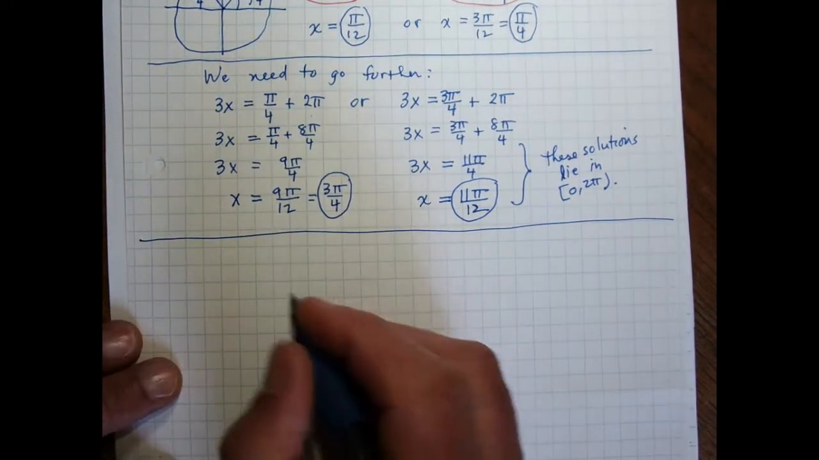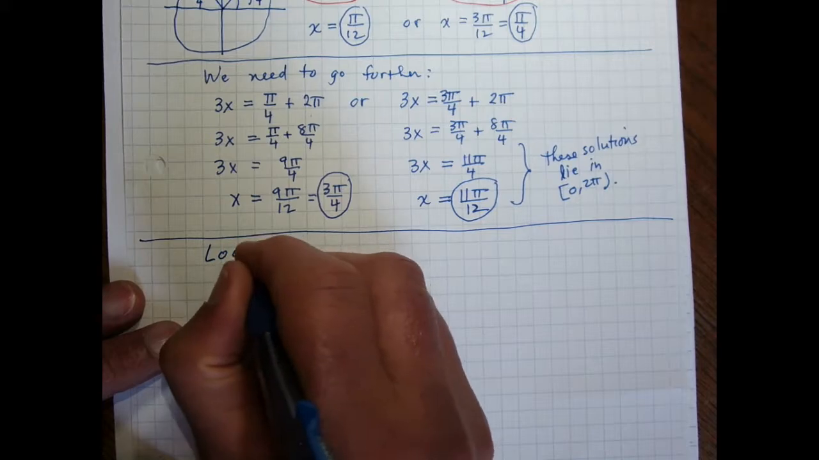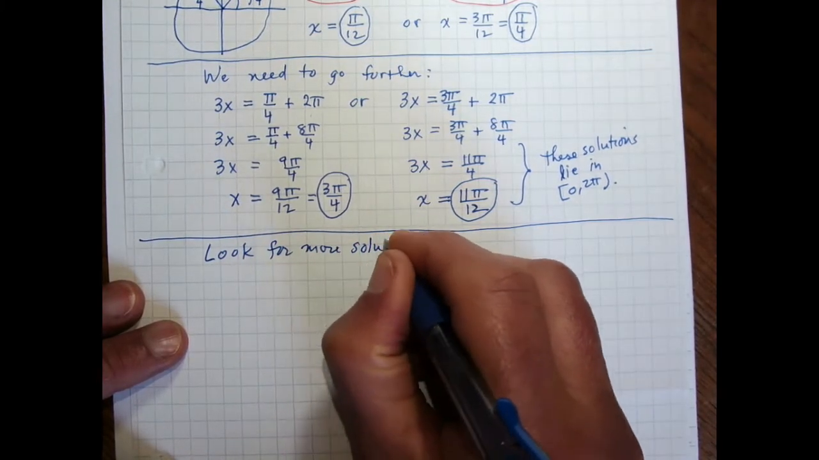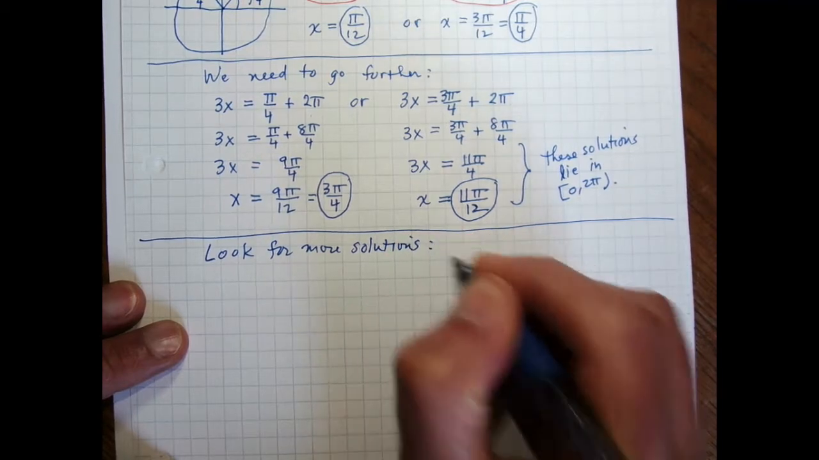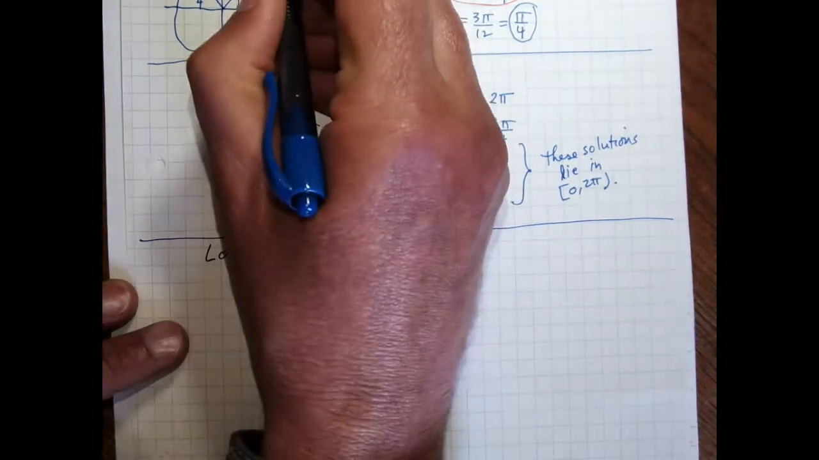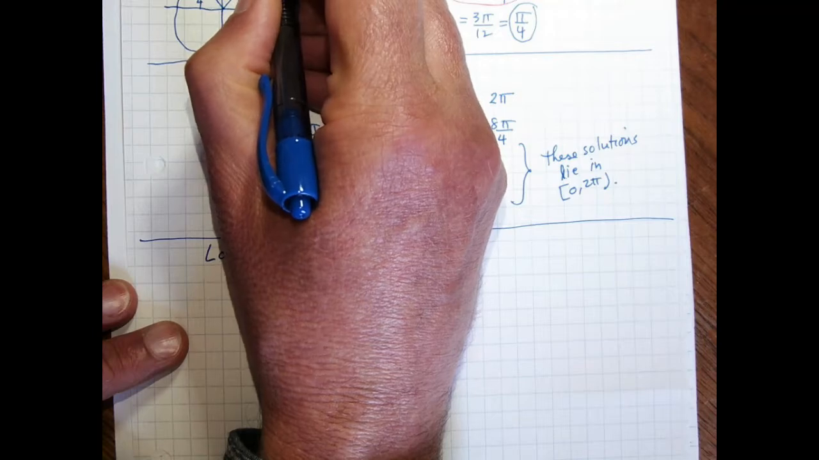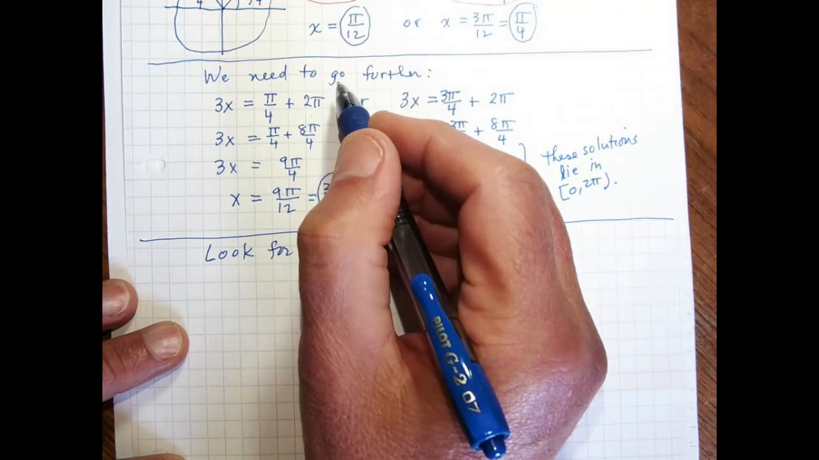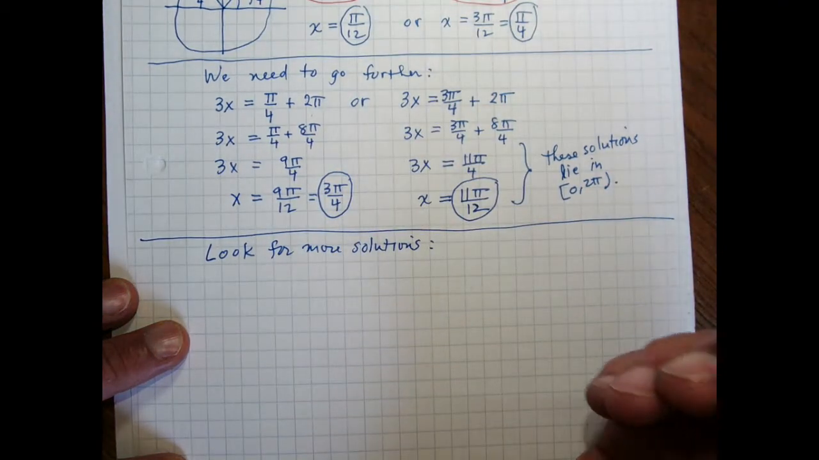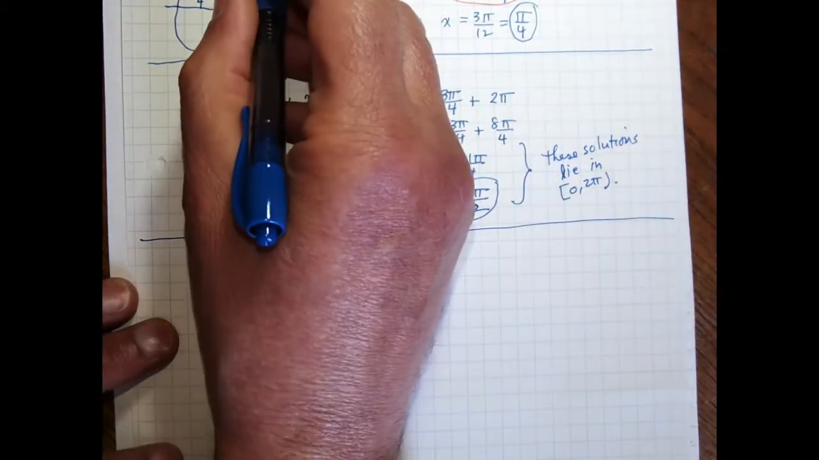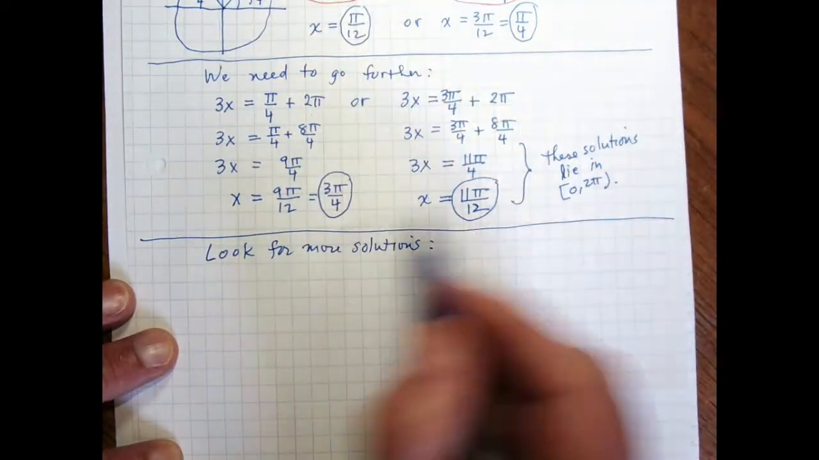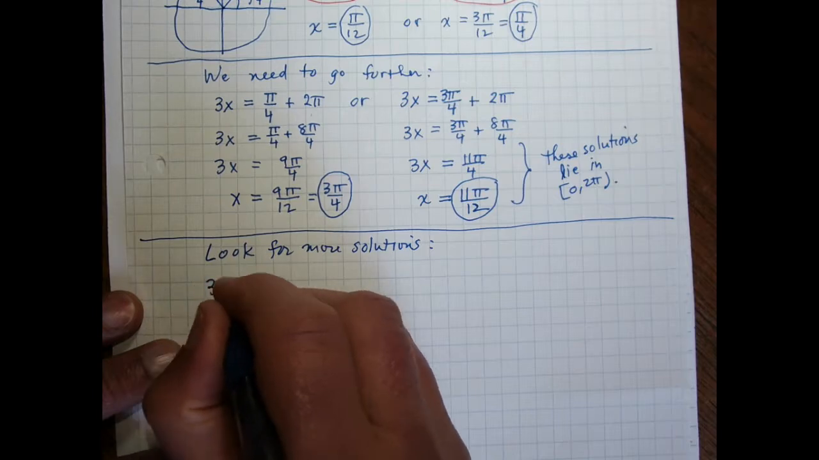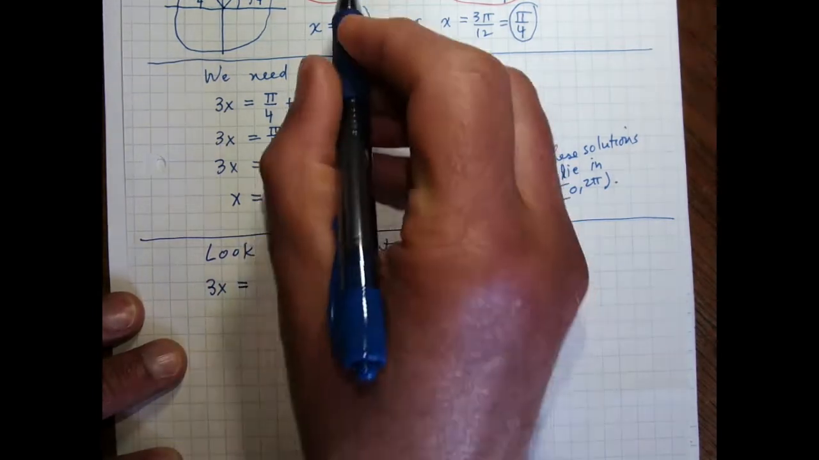We need to look for more solutions. So I think you can see this 3x is what's complicating things. The 3x in the equation means that it's possible that there are just more values of x between 0 and 2 pi giving us solutions here.